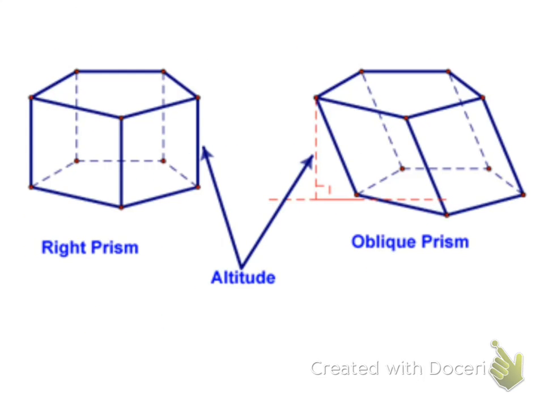So here's some examples of some prisms. This one's a right prism. And this one's an oblique prism. So on the right prism, the faces are perpendicular to the bases. And then on the oblique prism, this is not a right angle. Okay? So this right here is an altitude because it forms a right angle with the bases, it's basically how tall it is. So that's the difference between a right prism and an oblique prism.